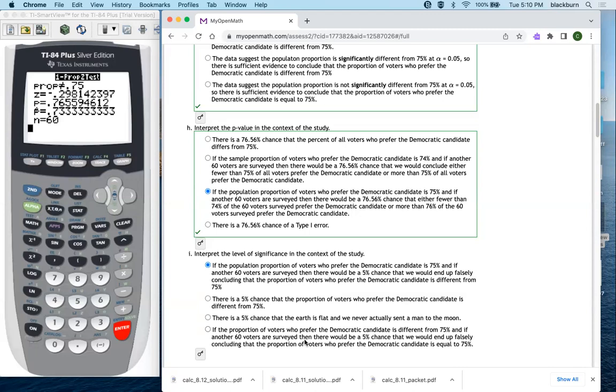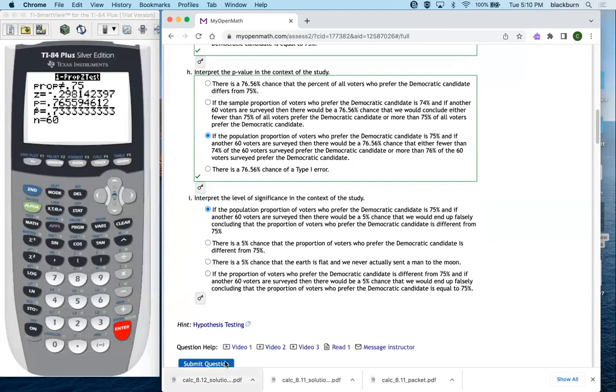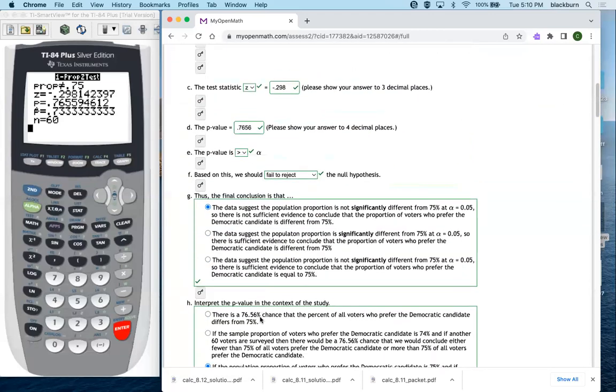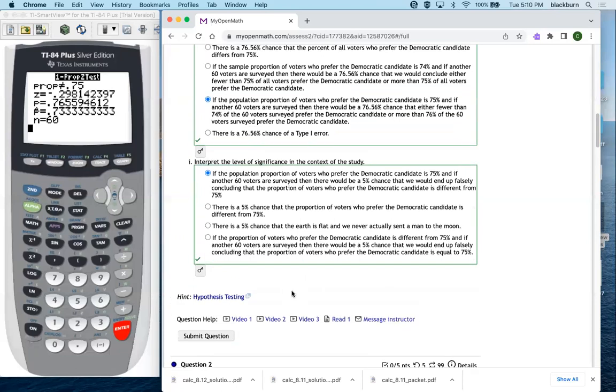Let's read the last one. If the proportion of voters who prefer the Democratic candidate is different from 75%, and if another 60 voters are surveyed, then there would be a 5% chance we would end up falsely concluding. Well, we're trying to prove it's going to be the first one. Okay, because the last one talks about falsely concluding that the proportion of voters is equal to 75%.